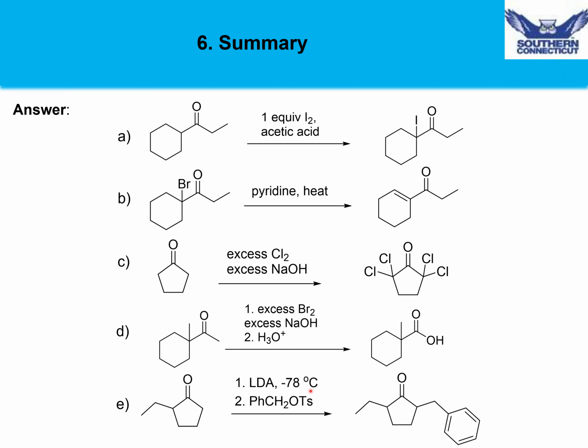Adding LDA to an unsymmetrical ketone will lead to deprotonation of the least substituted alpha hydrogen, so that would be the hydrogen on this carbon, and then that forms an enolate there, which can attack this alkylating agent, so attack the carbon with the leaving group, the tosylate, and you add a benzyl group, which is a CH2 attached to a benzene ring.